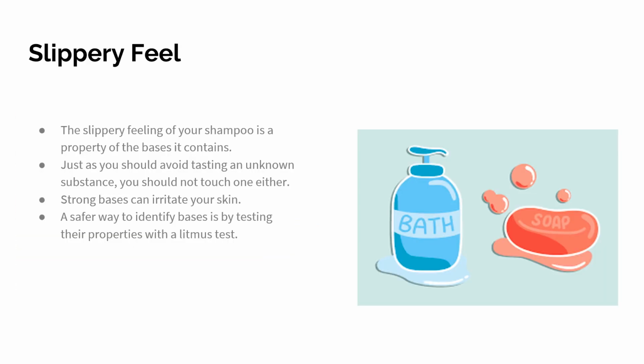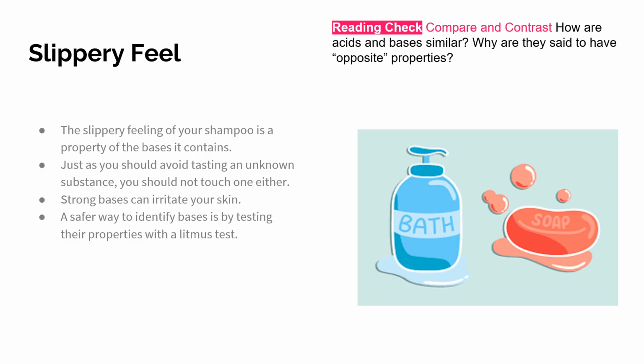Slippery feel. The slippery feeling of your shampoo is a property of the bases it contains. Just as you should avoid tasting an unknown substance, you should not touch one either. Strong bases can irritate your skin. A safer way to identify bases is by testing their properties with a litmus test.